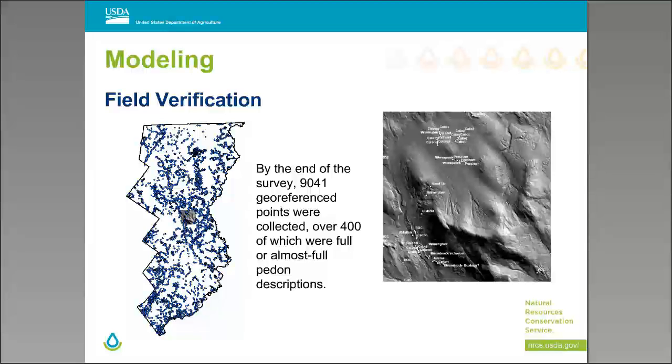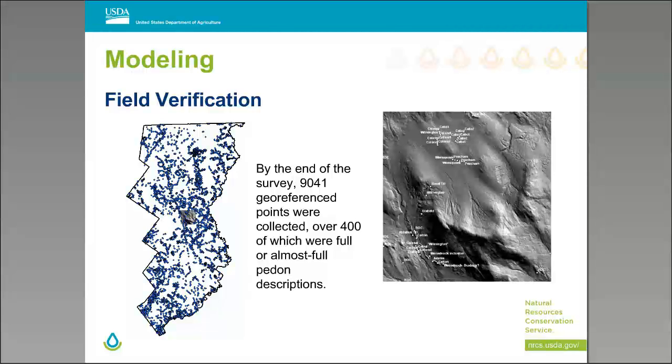By the end of the survey, we had collected 9,041 georeferenced points, and just over 400 of those, about 425, were full or almost full pedon descriptions. But the rules of the game were that if you dig a hole and you actually put a series name on it, you had to have collected enough data to make the call. You can't just say, oh, that was Cabot, without explaining why you thought it was Cabot.